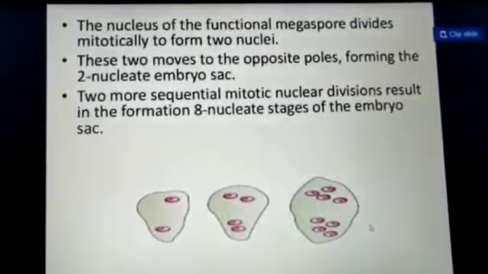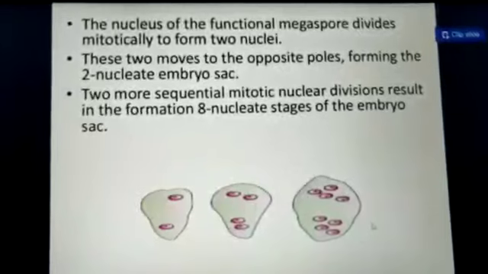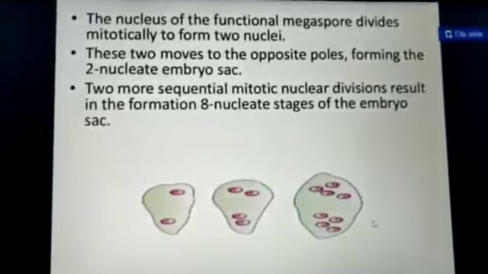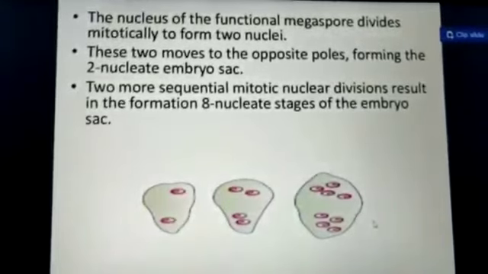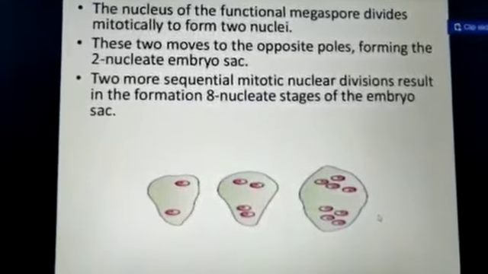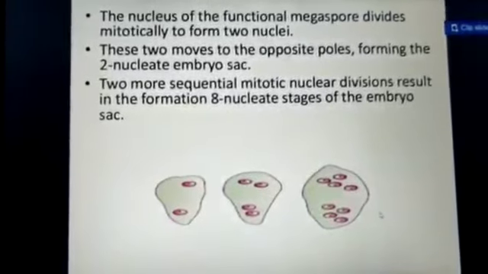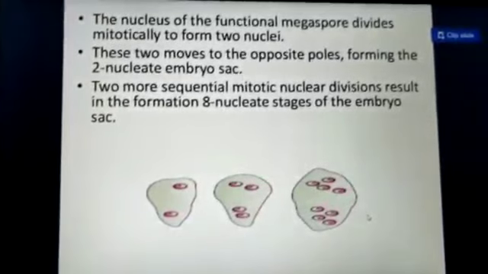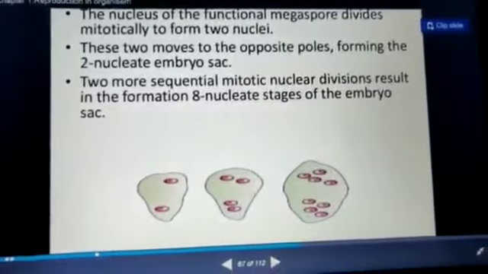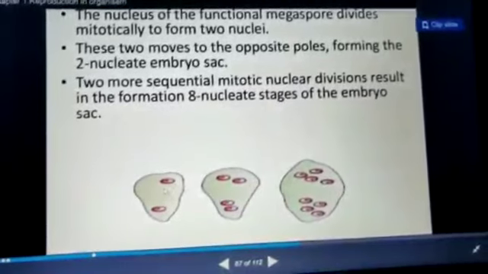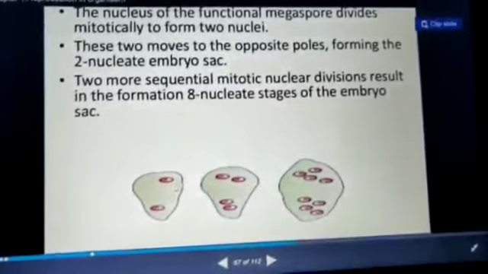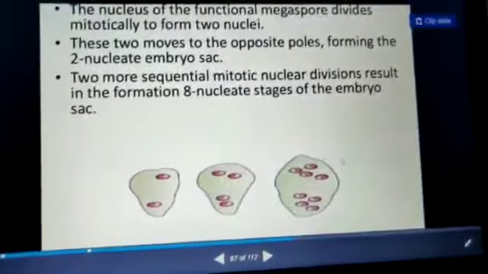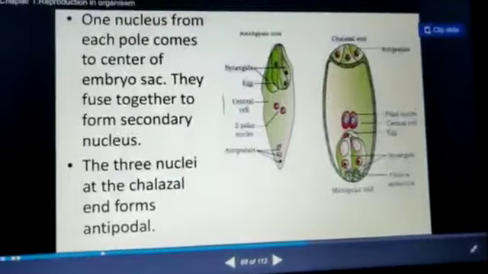Now the nucleus of the functional megaspore divides mitotically to form 2 nuclei. These 2 move to the opposite poles, forming a 2 nucleated embryo sac, and 2 more sequential mitotic divisions result in the formation of the 8 nucleated stage of the embryo sac. Just now I explained about the 8 nucleated and 7 celled. So see here, first mitotic division, 2 cells are formed, they go for a mitotic division 2 to 4 and then 8, and then these 8 cells are arranged in the female embryo sac.